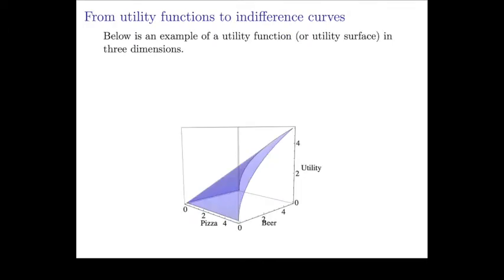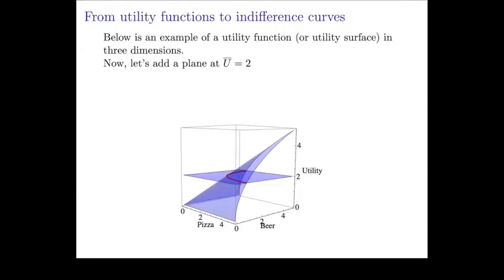So think of, for example, plotting a utility function in 3 dimensions. So you put pizza on this axis, beer on this axis, and you put utility here. So you've got some surface, some utility surface. How would we get indifference curves from this thing? Well, what we do is we put a plane at the utility level u bar equals 2. So we cut this cube with this plane at the utility level of 2.